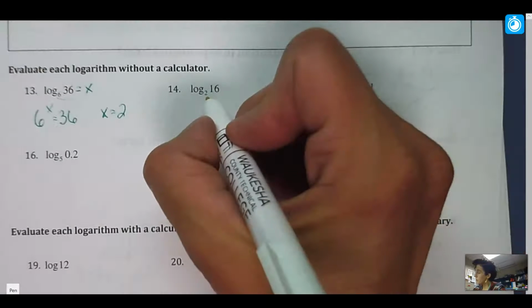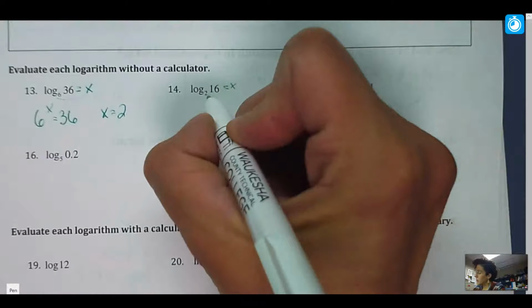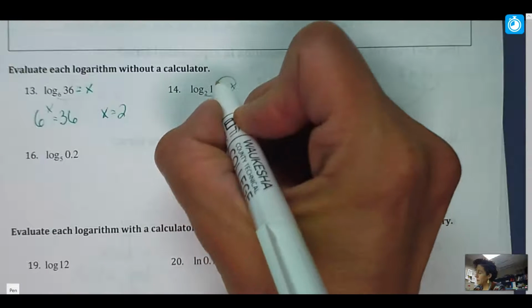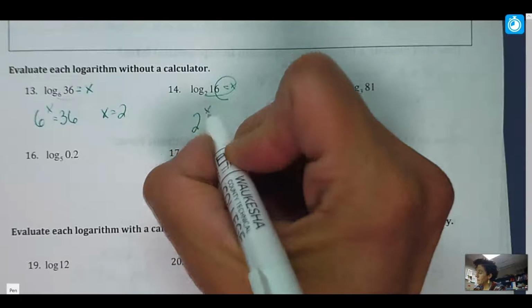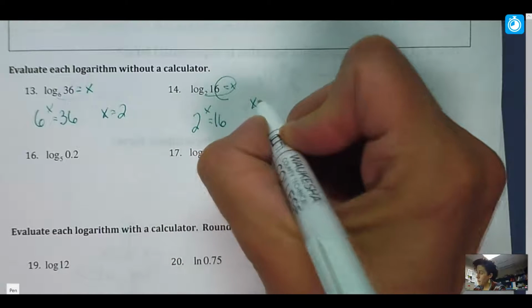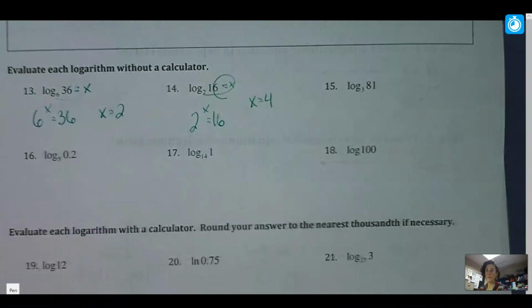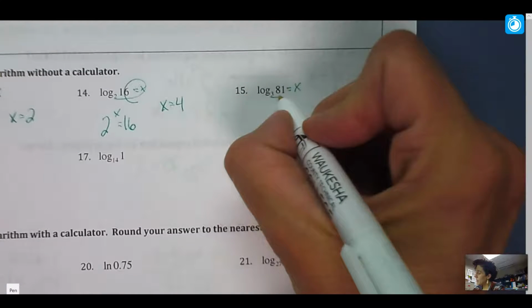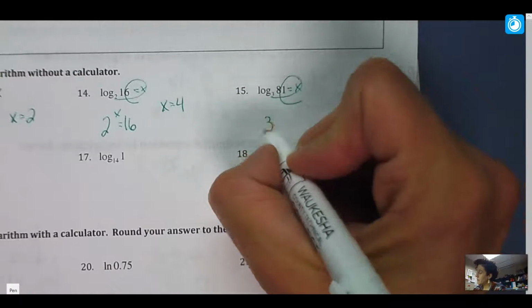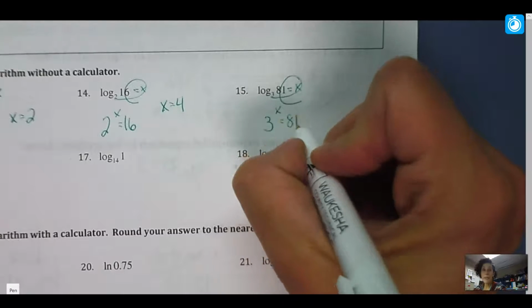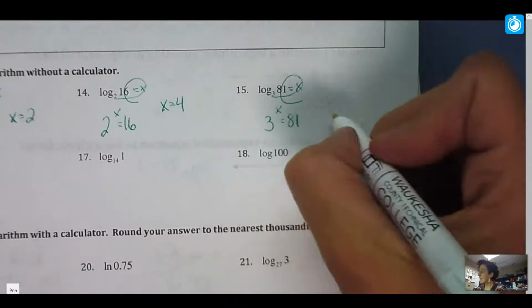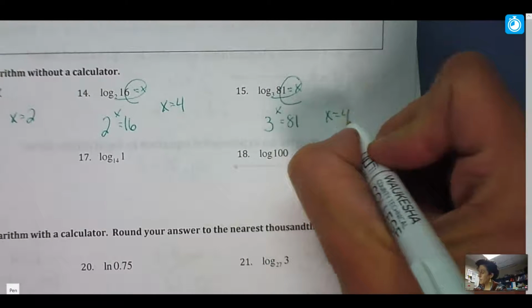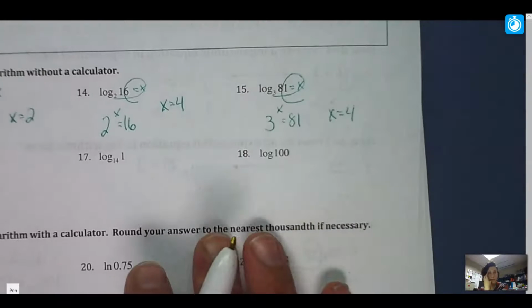Okay, so on this one, put a little x here. 2 to the what power makes 16? And that's 4. And on this one, 3 to the what power makes 81? So how many times would I have to multiply 3 to get 81? That would be 4 times. So let's go to this one.